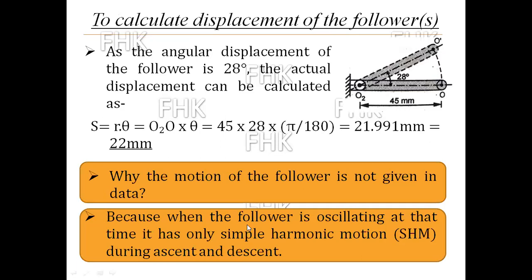Okay, because when the follower is oscillating, it has only simple harmonic motion during ascent and descent. That point you have to clearly remember for solving the problem in the examination, so that data is not missing. When the follower is moving with oscillatory motion, at that time it has only simple harmonic motion during ascent and descent, like the pendulum of a wall clock.